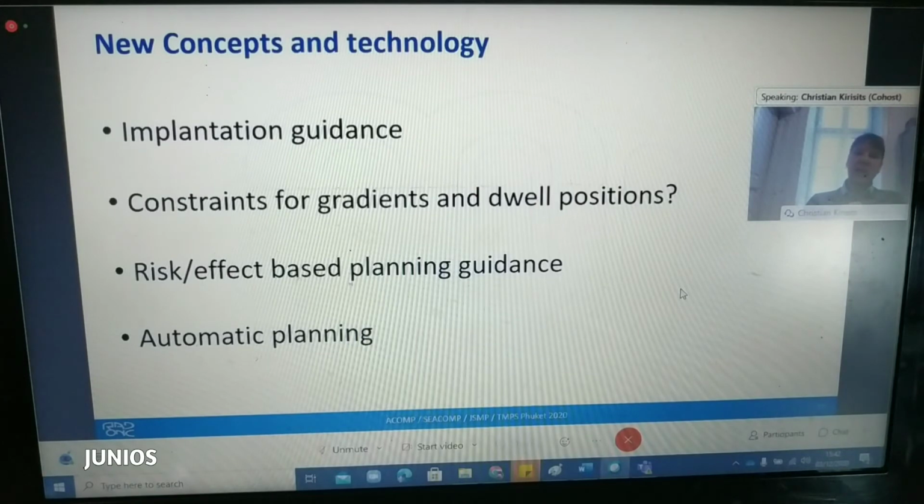And not only cervical cancer, but automatic planning is already taking place for HDR prostate brachytherapy, and I think it will be also done for gynecological, for head and neck, for anorectal, and for all the other different clinical types of them. Thank you very much for your attention.